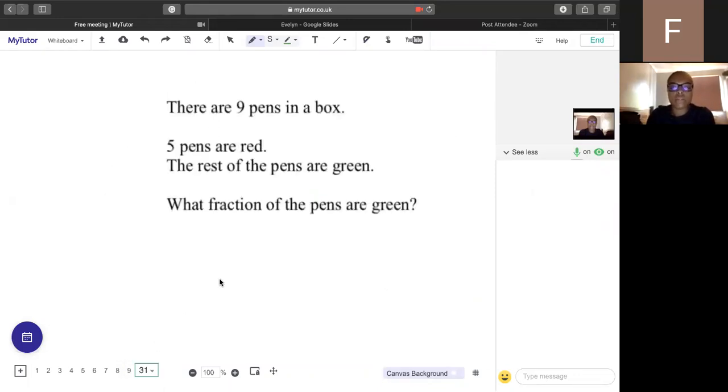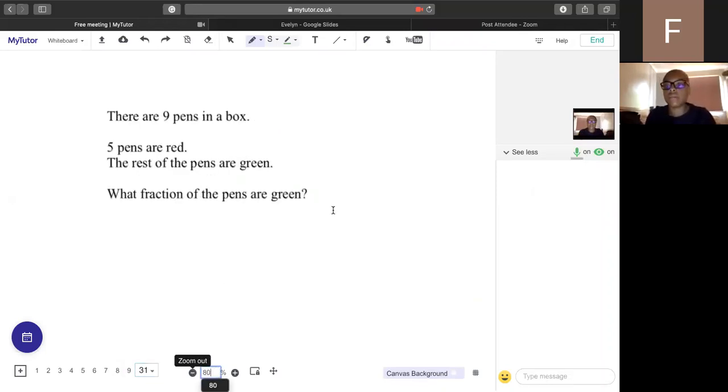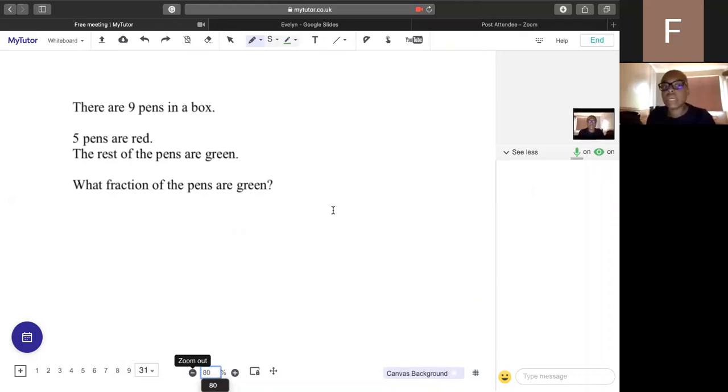Another example question, which is this one. Again, what I was saying was that they do like to ask you worded questions in terms of fractions. So here is the last question we're going to go through today. There are 9 pens in the box, 5 pens are red, the rest of the pens are green. What fraction of the pens are green?